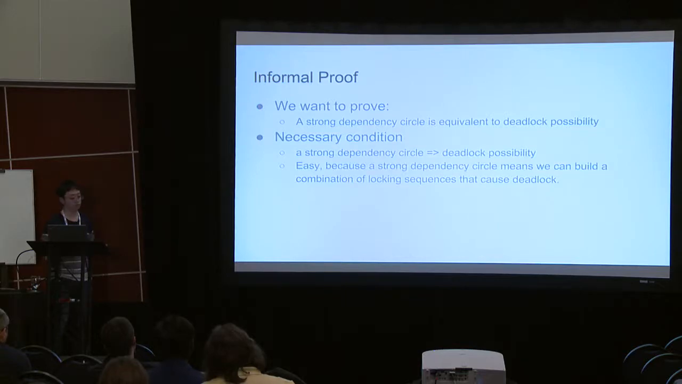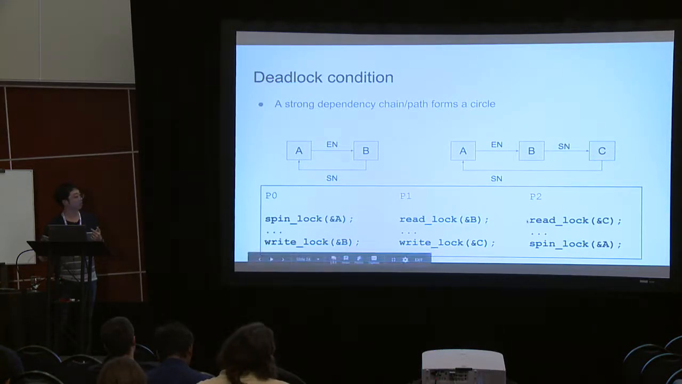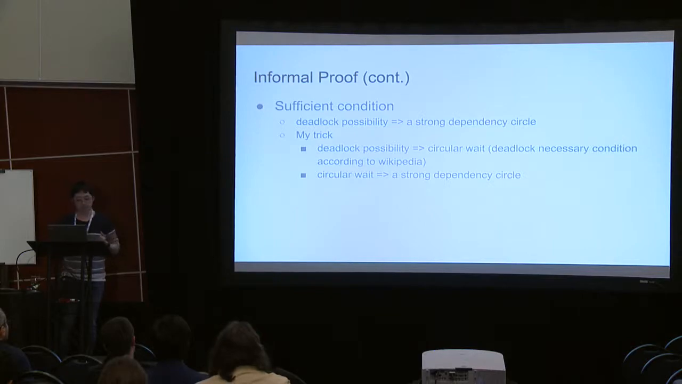And this is easy because, like we did previously, if we have a circle in the graph, we can convert it to a code snippet like this, and you can check that it is a deadlock. And this one is easy. For the next one, we want to prove that it's sufficient, so we prove in the other direction.